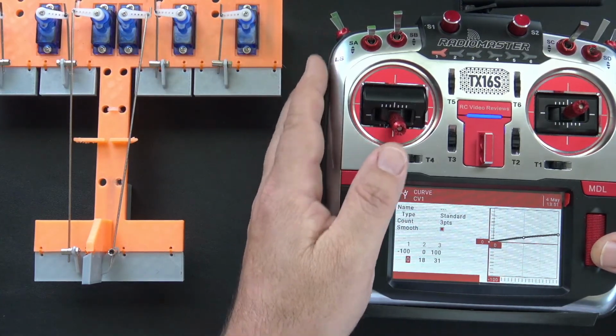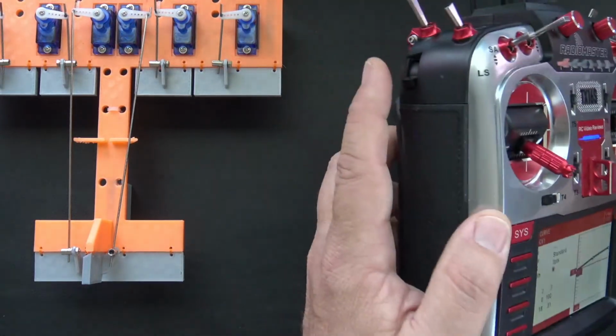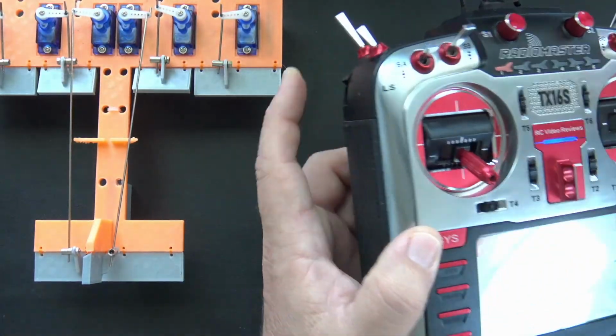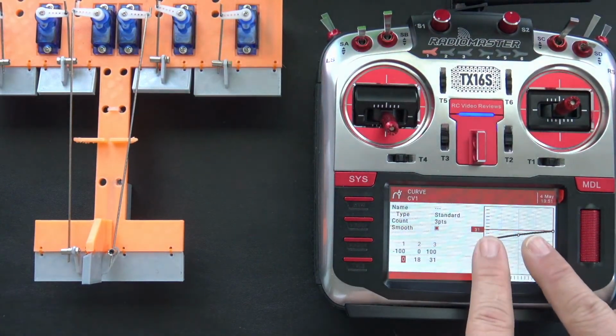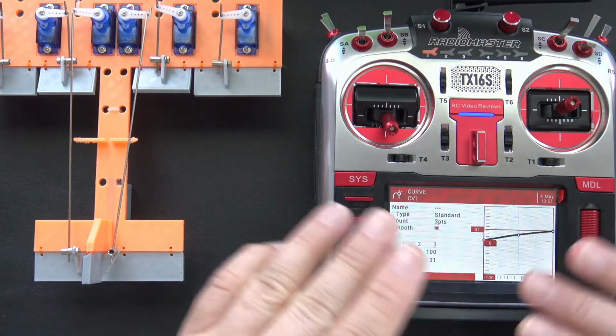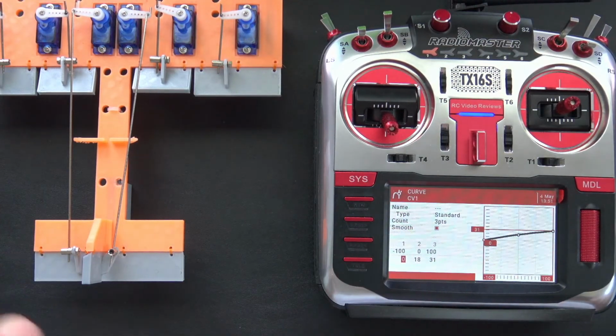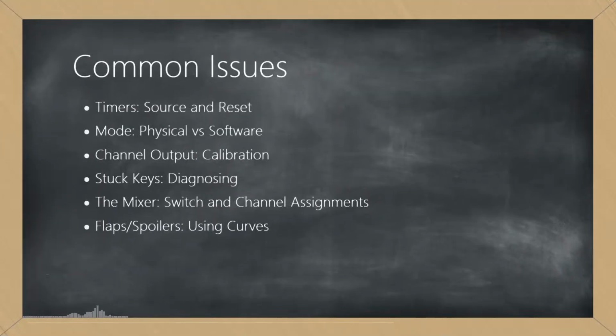So there we go. Now my spoilers are closed because my switch is down, and my spoilers are up because my switch is up. So there you go. You just get in here and play with these curves, and you can set them however you want. There's no right or wrong way. You can do it however it makes you happy. All right, that's it. So let me go back to the blackboard, and let's see.